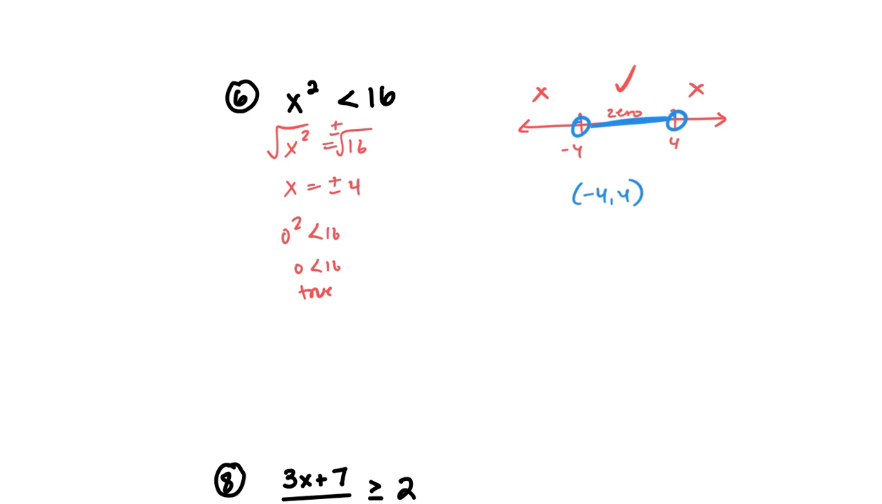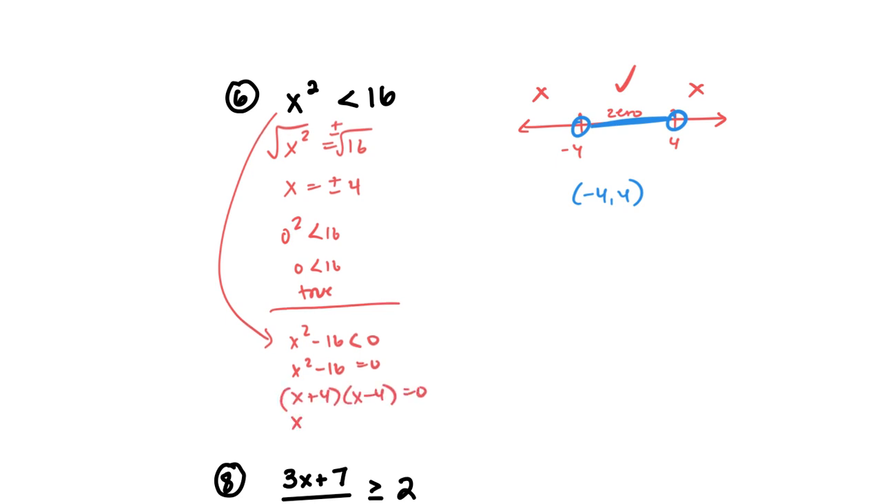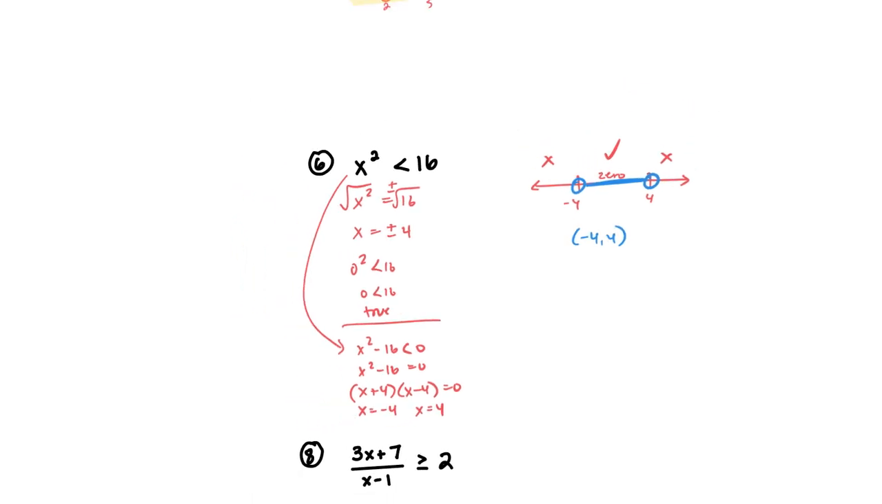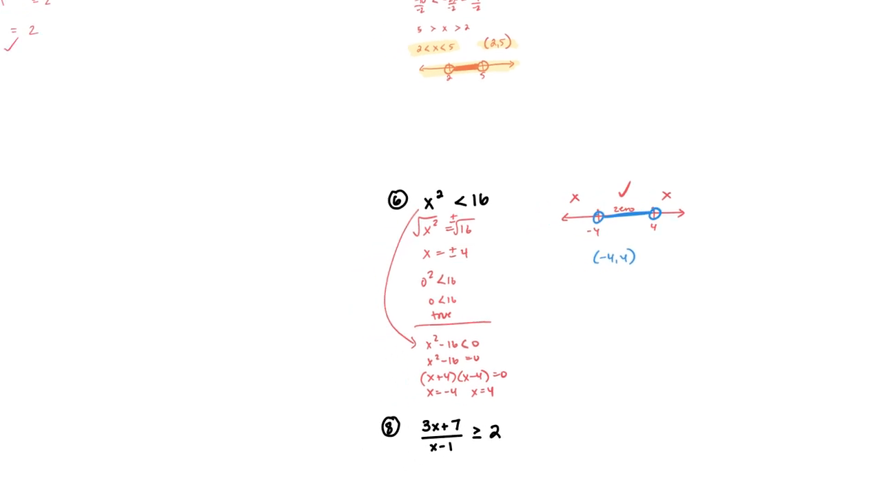Now, because again, we've been sort of setting everything equal to 0, another way to do this problem, if you did not use square roots, would just be to do x squared minus 16 is less than 0, and then do x squared minus 16 equals 0. So x plus 4 and x minus 4 if we factor it, and we're still going to get x is negative 4 and x is positive 4. But it's just a different way to get there. So either way would work, okay?